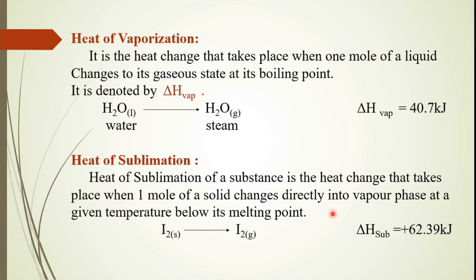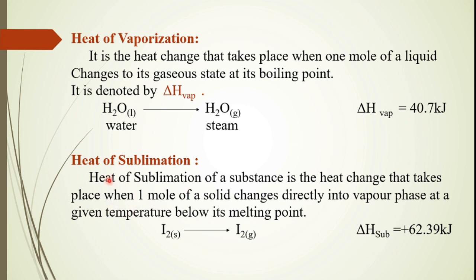The next is heat of vaporization. It is the heat change that takes place when 1 mole of a liquid changes to its gaseous state at its boiling point. Now, when a liquid is transferred to its gaseous state, that means when water changes to its steam form, the change in heat is equal to 40.7 kilojoule, and it is known as heat of vaporization.